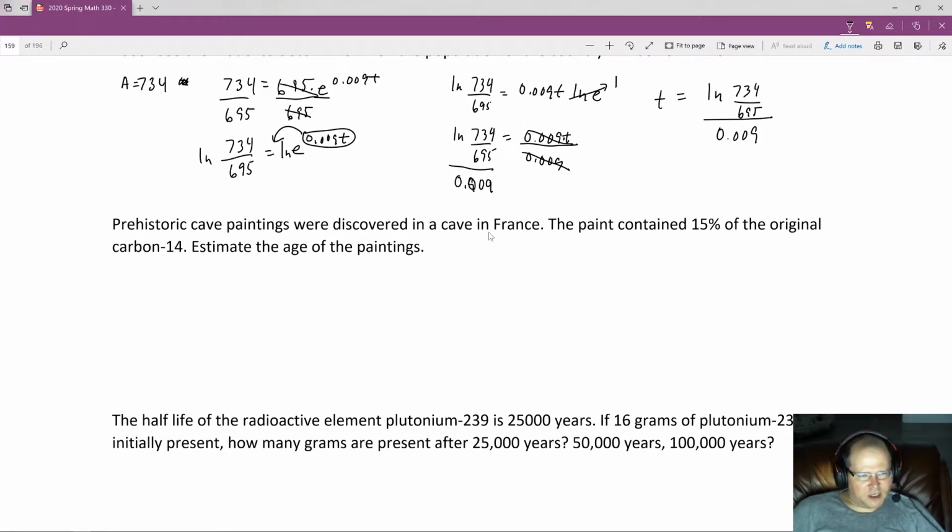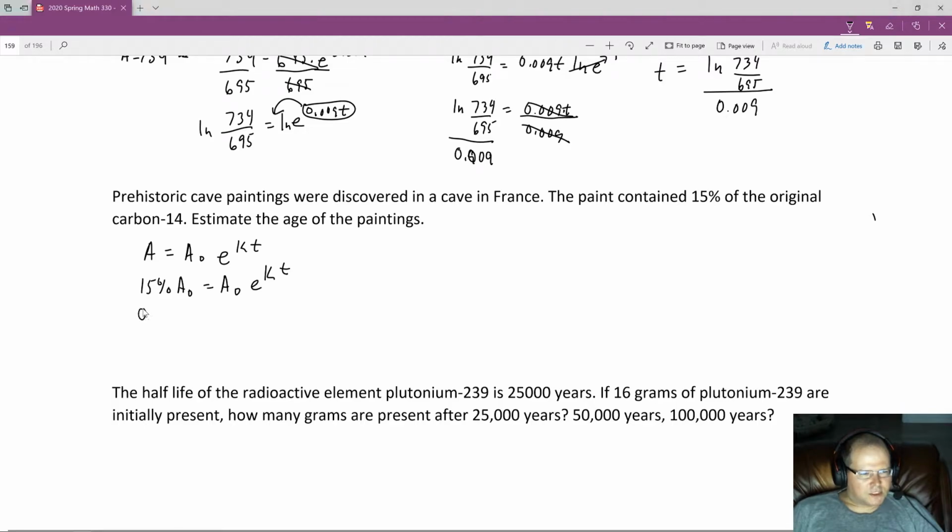Prehistoric cave paintings were discovered in a cave in France. The paint contains 15% of the original carbon-14. Estimate the age of the painting. We have an equation A is equal to A initial times e to the kt, where A in this case is 15% of the original, equal to the original times e to the kt.